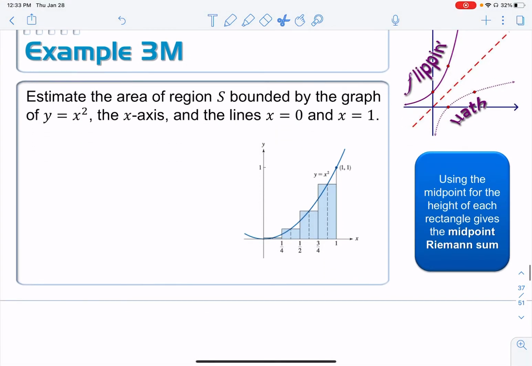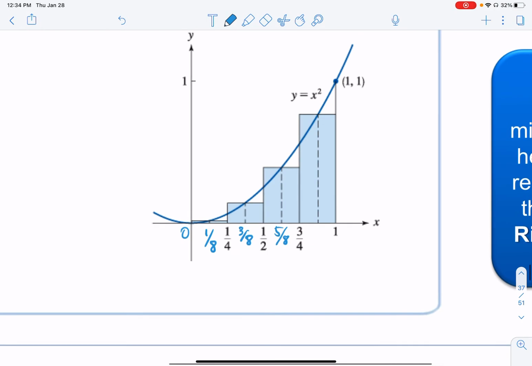So instead of using, say, a fourth and a half and 3/4 and 1, I need the midpoint in between these two things. So that's going to be an eighth. Of course, you could take 0 plus 1/4, that's 1/4, divided by 2, and you get 1/8. The midpoint in between 1/4 and 1/2 is 3/8, and in between a half and 3/4 is 5/8. And then finally, in between 3/4 and 1 should give us 7/8.